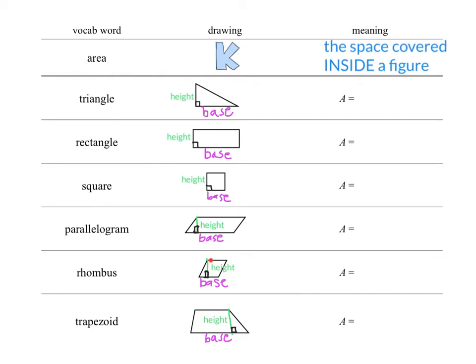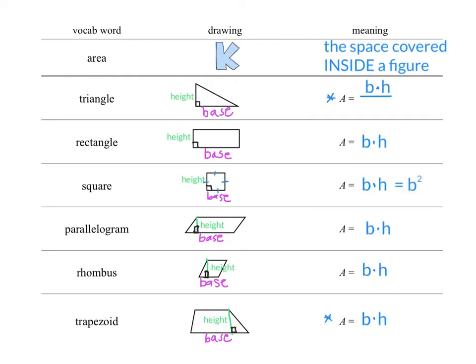So same thing with the rhombus. You can drop a height anywhere you want, but I tend to go right to the vertex and go straight down and make it perpendicular to the base. That's what gets me the right angle. Same thing with the trapezoid. Now I could have put the height over here on this side, but I thought it was easier to see it if I put it on this side. So the height is perpendicular to the base, meaning they meet at a right angle.